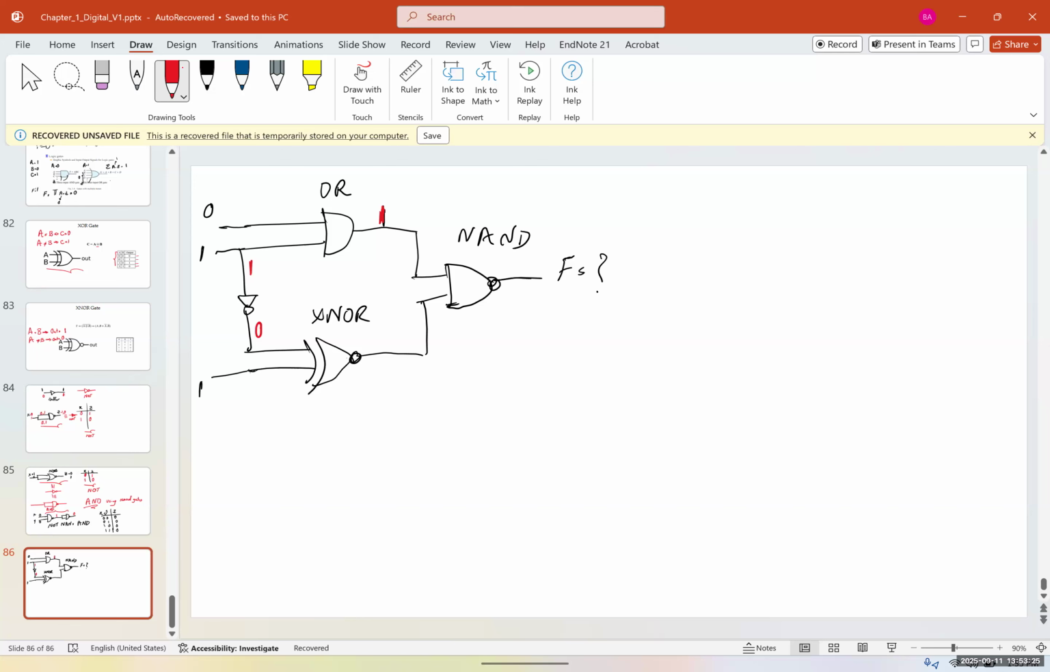0 XNOR with 1. What does it give us? 0. And at the end, 1 and 0 with NAND would be equal to what? 1 and with 0 is 0, so the NAND would be equal to 1.